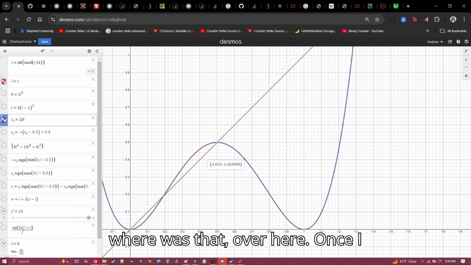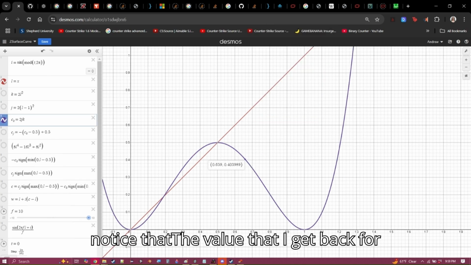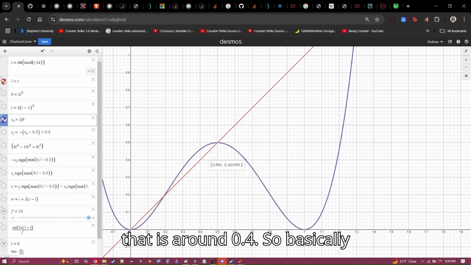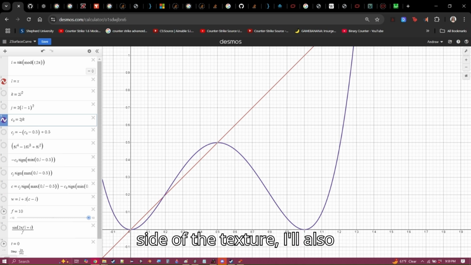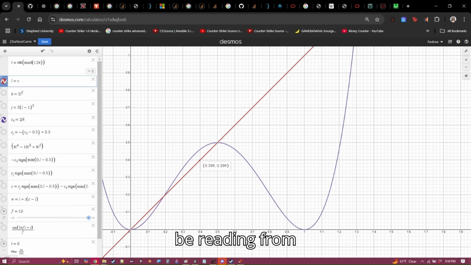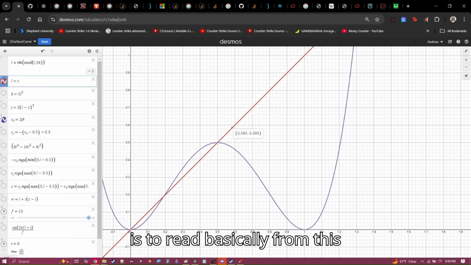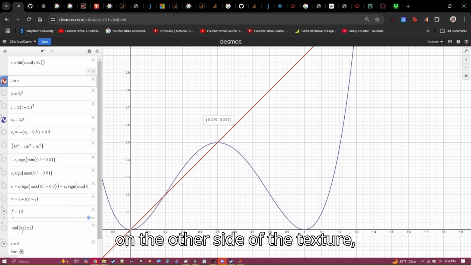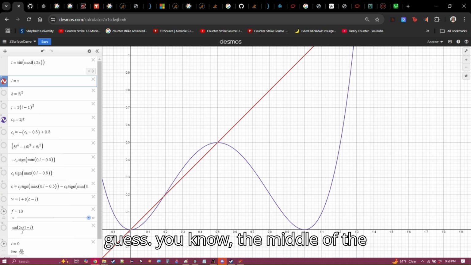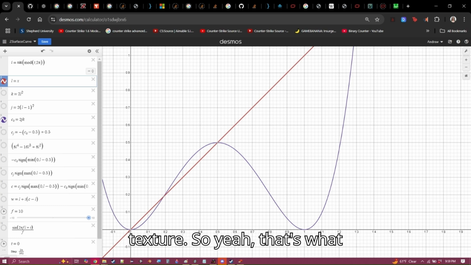Over here. Once I get to this point in the graph, you'll notice that the value that I get back for that is around 0.4. So for this point right here on the other side of the texture, I'll also be reading from this same pixel over here, and that's not what I want. What I want is to read from this pixel over here, because this is on the other side of the texture, or right here, the diagonal, I guess, the middle of the texture. So yeah, that's what happened there.